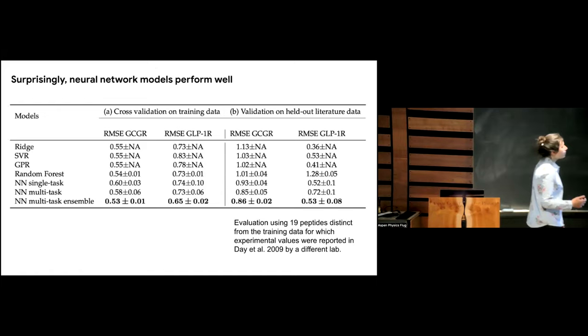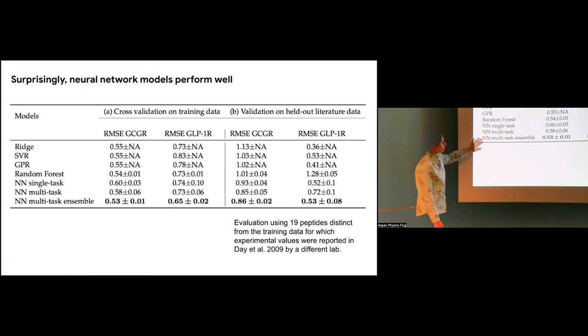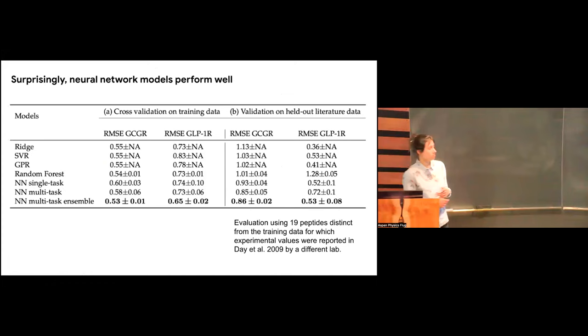We were also able to evaluate our model performance on a set of data from the literature, which was completely held out, collected by different people than our collaborators. And our models did pretty well on that data set too, which was encouraging. So we took the multi-task ensemble because it was doing well on both targets, whereas some of the other models could do well on one target, but less well on the other target. So very little data, and yet somehow it's doing a reasonably good job.